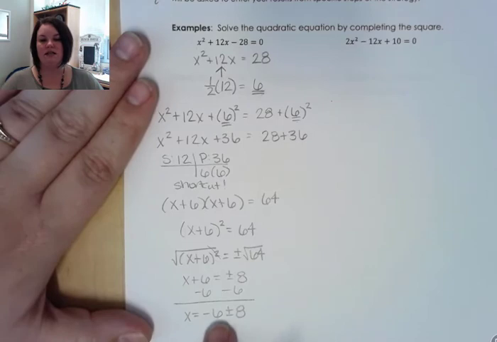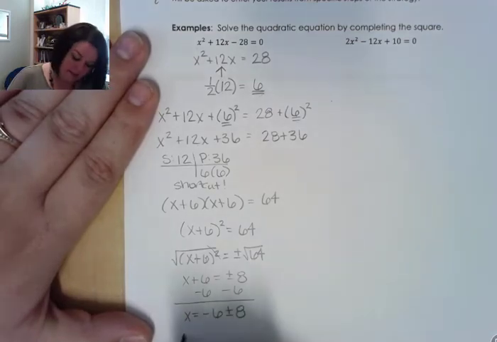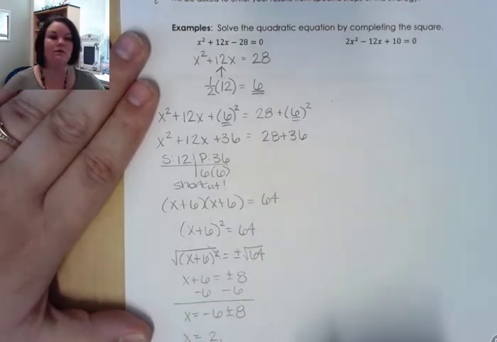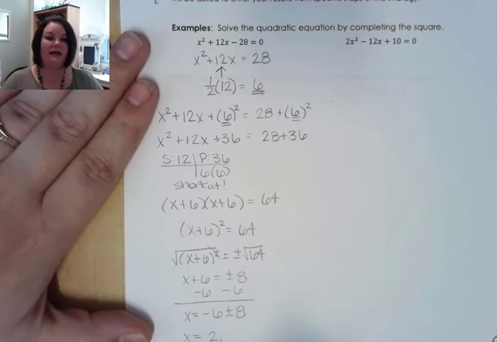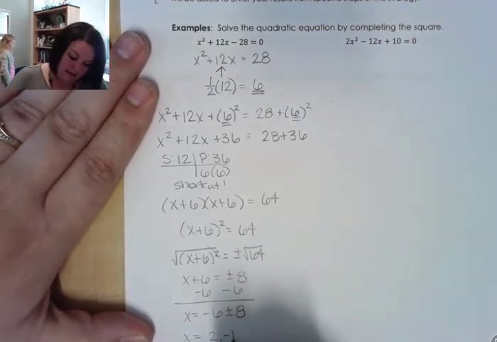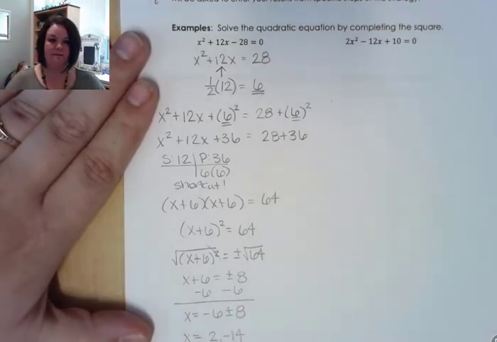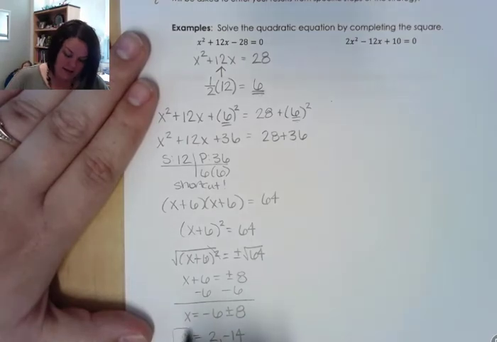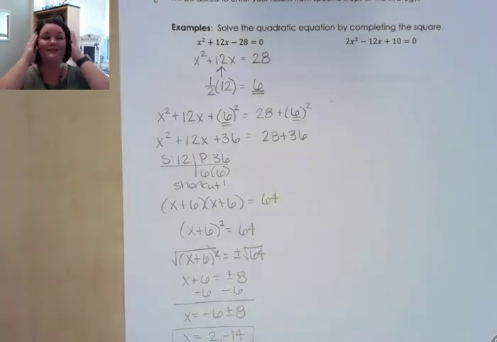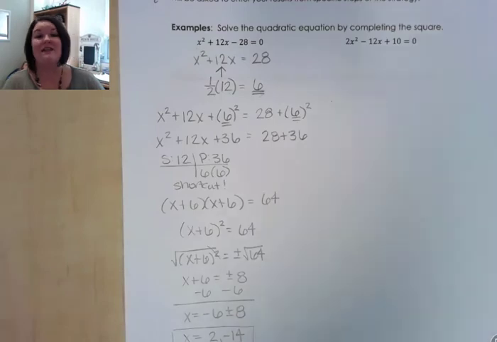Okay, so notice here, these are two numbers that are like terms, so I can go ahead and combine them. So negative 6 plus 8 gives me a positive 2, and negative 6 minus 8 gives me a negative 14. Okay, so that is my solution. All right, so let's quickly go back over it, and then I want to show you a shortcut that will save you a lot of time.